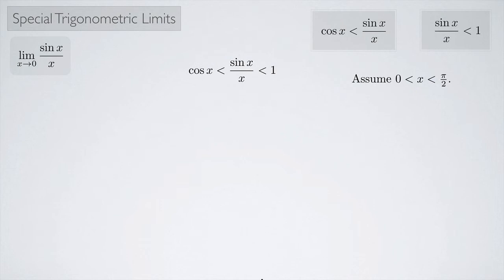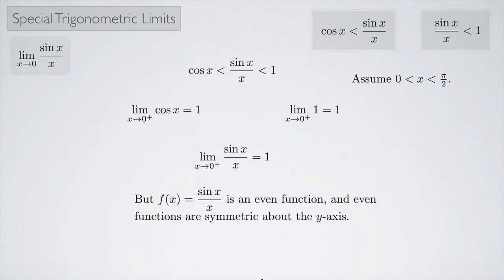And remember, x is between 0 and pi over 2. So that means x is positive. So I'm going to look at the limit as x approaches 0 coming from the right of each of these. So we have cosine of x, and the limit as x approaches 0 coming from the right of cosine of x is 1. And of course, the limit as x approaches 0 coming from the right of 1 is 1. So that tells me by the squeeze theorem that the limit as x approaches 0 coming from the right of sine of x over x is 1.